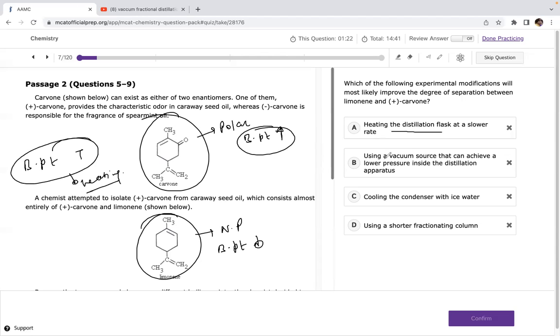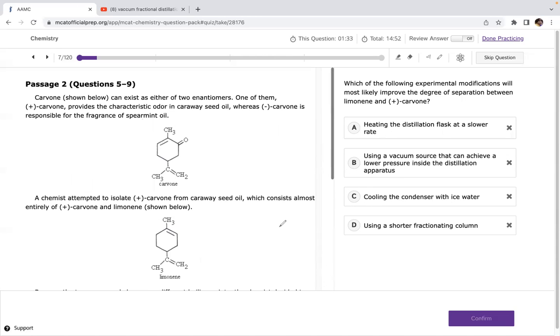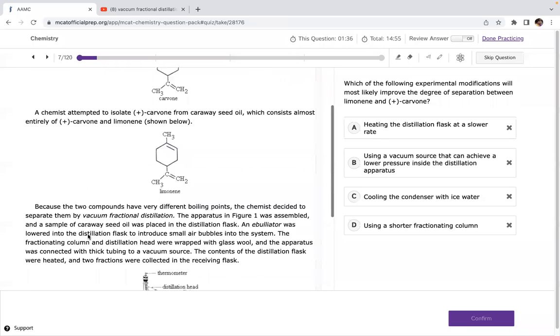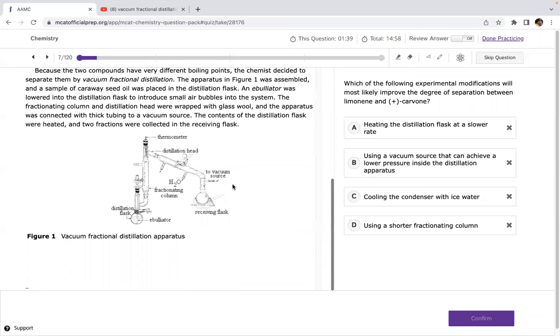If you look at B, using a vacuum source that can achieve a lower pressure inside the distillation apparatus, there is no meaning to that. Cooling the condenser, this is absolutely wrong, because I can tell you, if you look at this, this is my receiving flask. Cooling the condenser with ice water. Listen, after separation, the condensation arises. So you cannot say condensation is working during the distillation. So C is absolutely wrong.